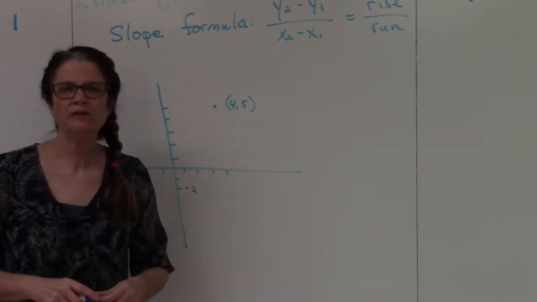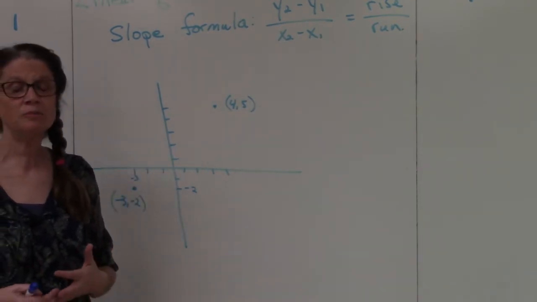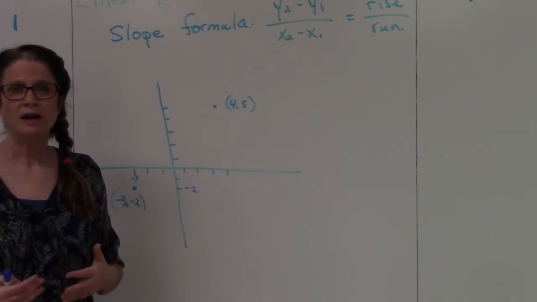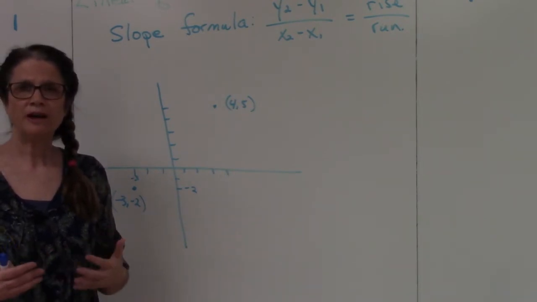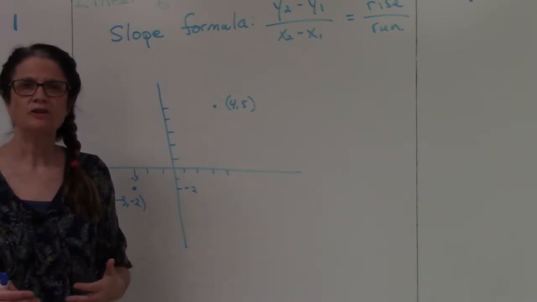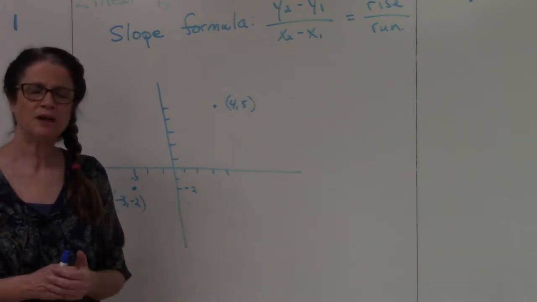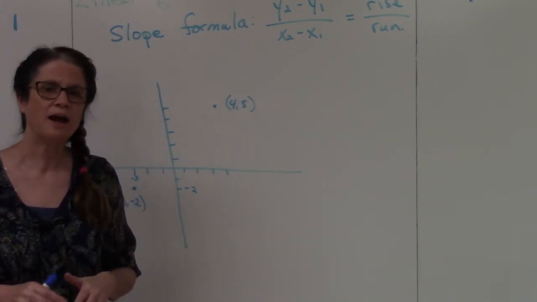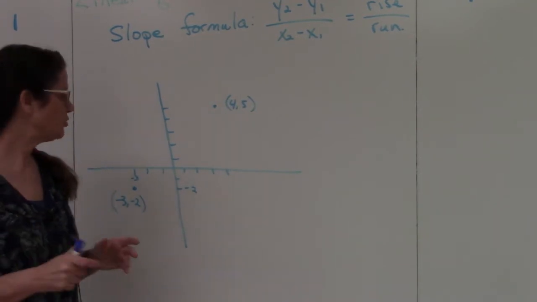Okay, the next thing we're going to talk about is how to find the slope when you're given 2 points. Also, how to find the slope from a graph. So remember on the previous video I said slope is just rise over run. So let me show you what I mean by that.